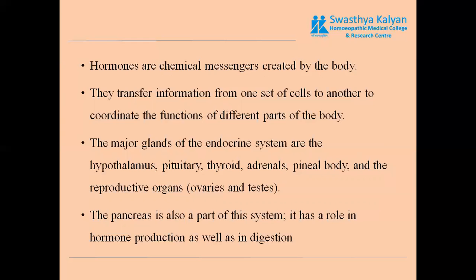The major glands of the endocrine system are hypothalamus, pituitary, thyroid, adrenal, pineal body and the ovaries and testes. They are the reproductive organs. तो main glands कौन-कौन से हो गए endocrine system के? Hypothalamus, pituitary gland, thyroid gland, adrenals, pineal body and the ovaries and testes. The pancreas is also a part of this system. It has a role in hormone production as well as in digestion.